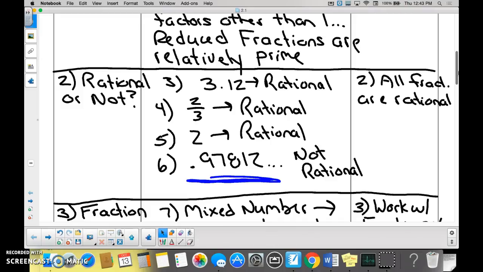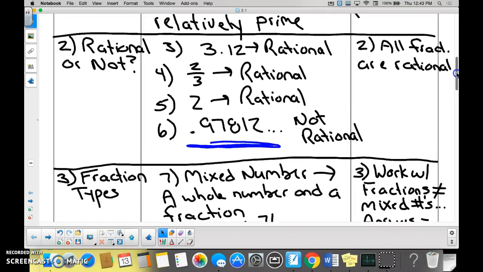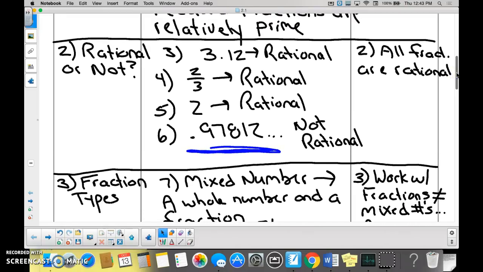So rational numbers, again, super important, either repeat or terminate. The most popular example of a non-rational number, or an irrational, which we haven't talked about yet, would be pi. Cheat sheet idea? Would that be helpful on the test? Yeah. All fractions are rational numbers?